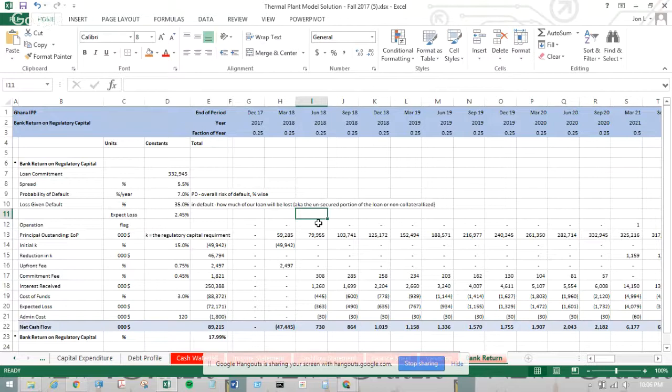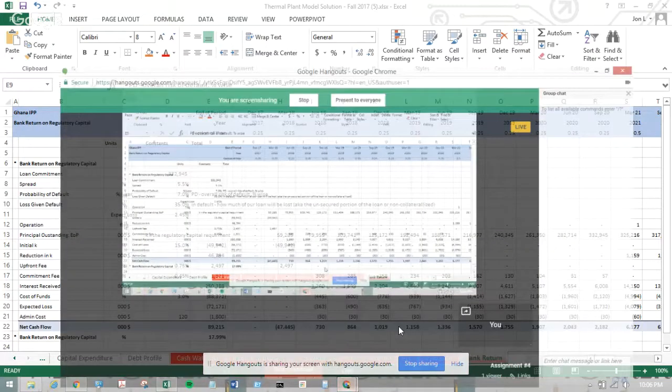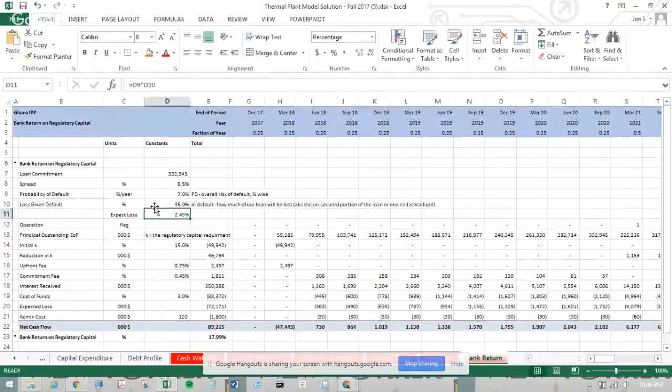So I'll go back through. So this is what I was talking about. Hopefully it works now. I think it works now. Anyways, so here's probability of default. Now you guys can see it. This is what I was talking about.